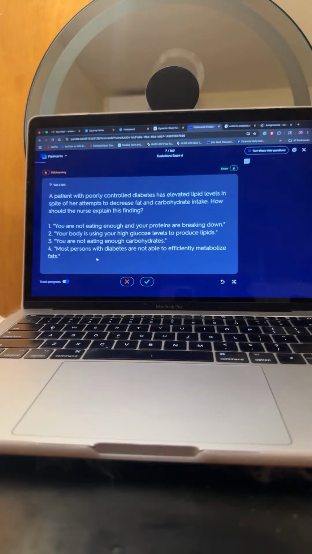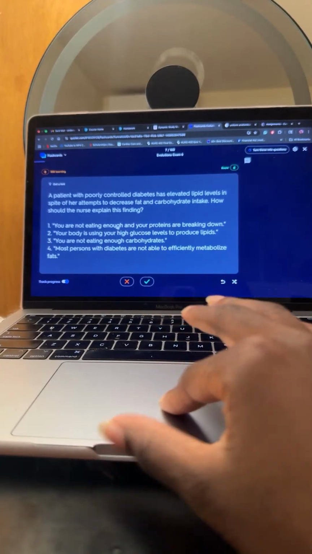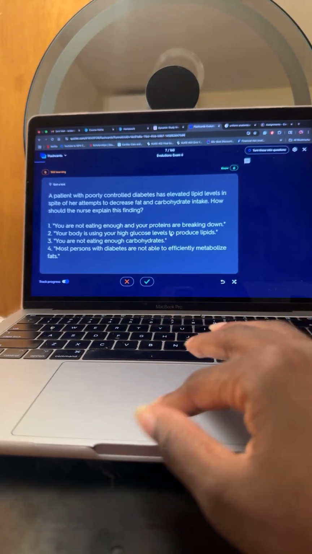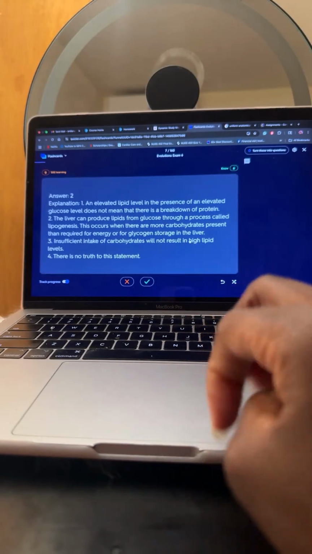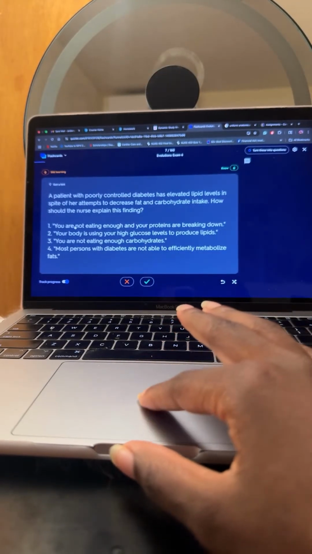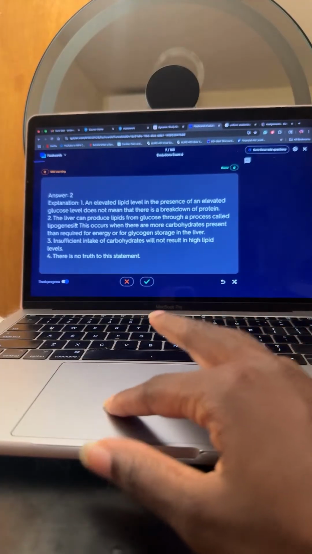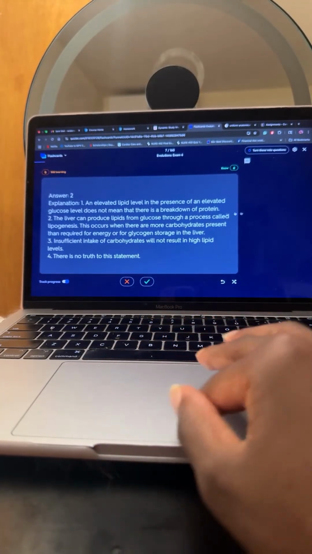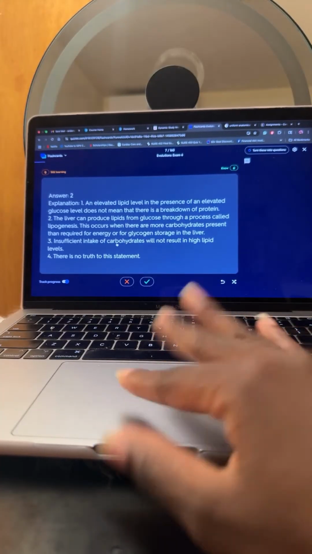Okay, let's see. Oh, they have poorly controlled diabetes, so they're often hyperglycemic. So it's 2. Your body's using the high glucose levels to make fat, right? So that was 2. Yes, so that's 2. The liver can produce lipids from glucose through a process called lipogenesis. Perfect.